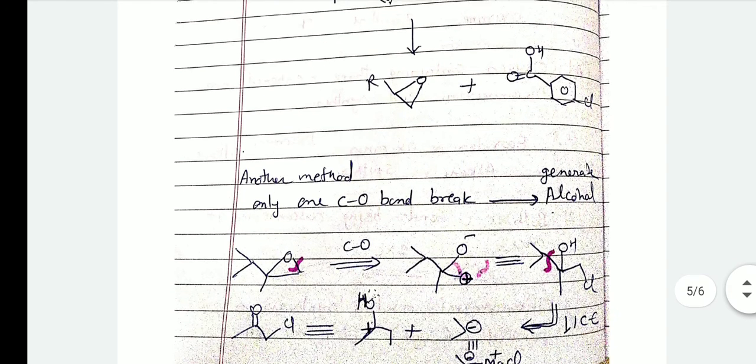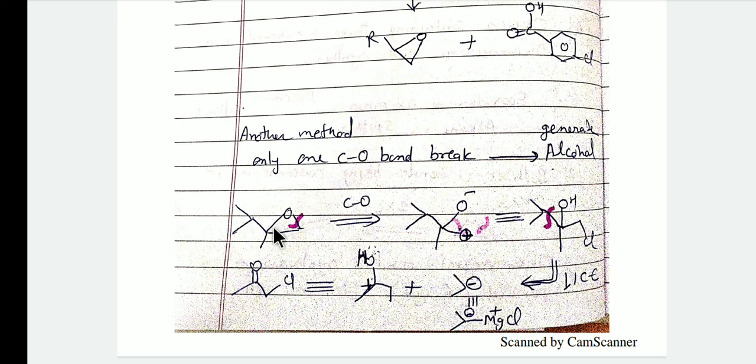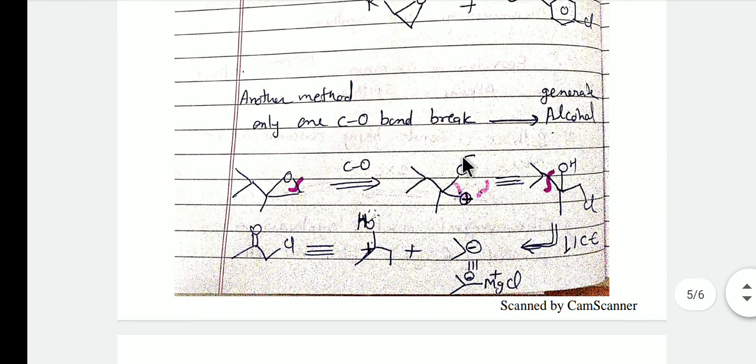Another method for the retrosynthesis or disconnection of the epoxide is that only one C-O bond is broken. Here is the example, this is the target molecule. In this structure only one C-O bond is broken, and we get the positive end at this carbon atom and the negative end at this oxygen atom. So this is the nucleophile and this is the electrophile. This is the electrophilic end and this is the nucleophilic end. And for the generation of this synthon, we employ this synthetic equivalent.